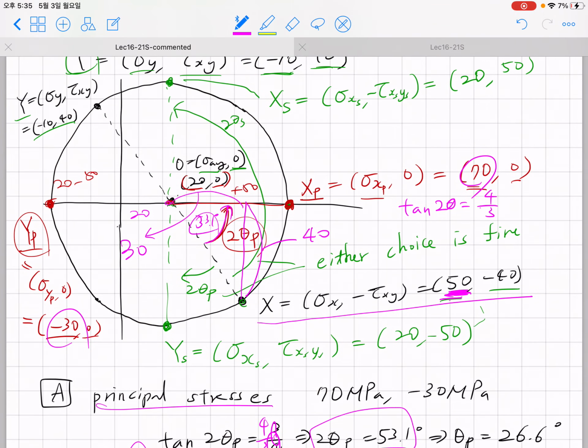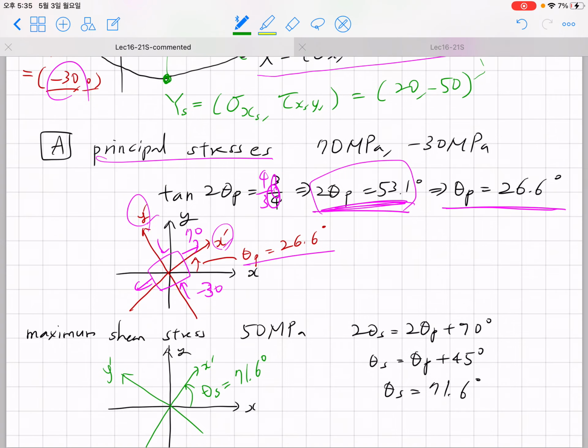Regarding the maximum shear, you can either go clockwise 2 theta s here, or counterclockwise 2 theta s there. Typically the relationship between 2 theta p and 2 theta s is plus 90 degrees. Starting from 2 theta p, if you add 90 degrees, it's the same as 2 theta s. If you divide by 2 on the left and right hand sides, theta s equals theta p plus 45 degrees, and theta s turns out to be 71.6 degrees.